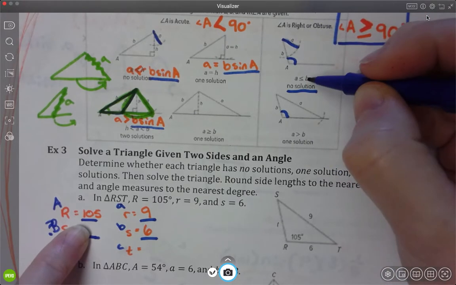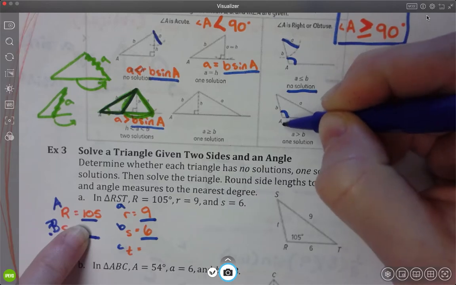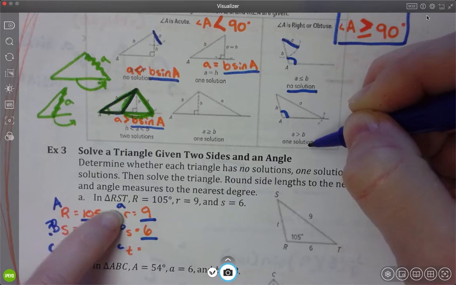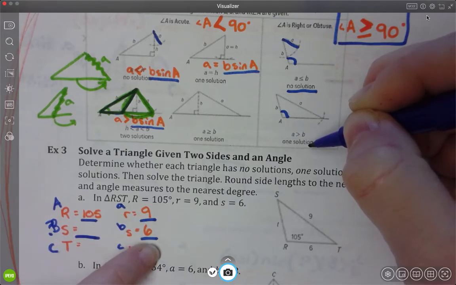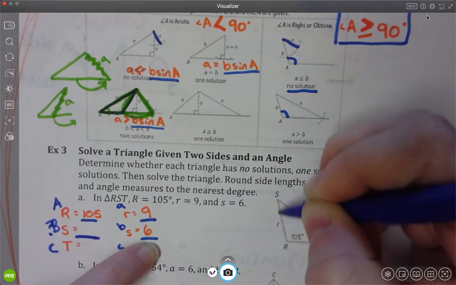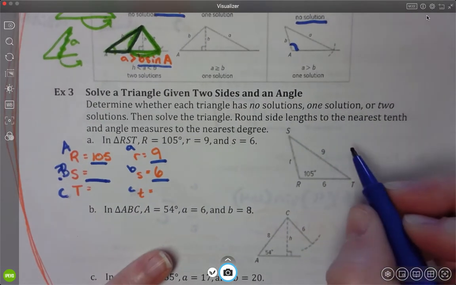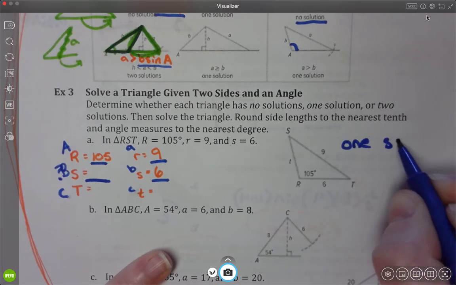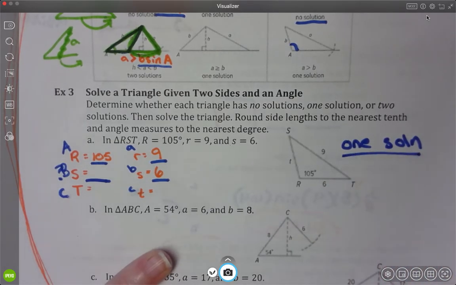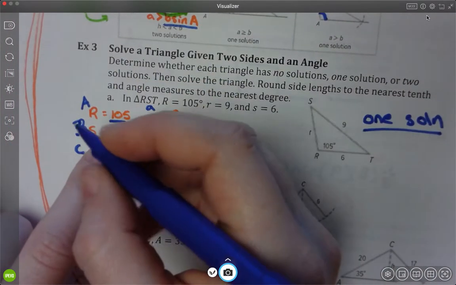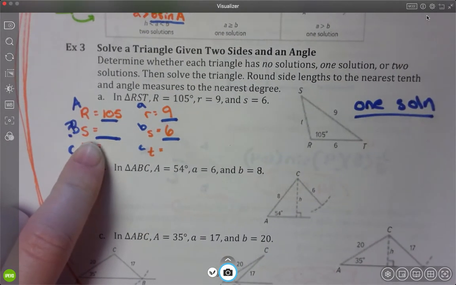Then we just need to determine: is A less than or equal to B, where we would have no solutions, or is A greater than B, where we would have one solution. A is 9, B is 6, so A is greater than B, and we will have one solution. Then we just need to fill in the rest of this triangle. So I'm going to put one solution over here, and then fill in the rest of this stuff. We need to find out what S is. Let's do that first.